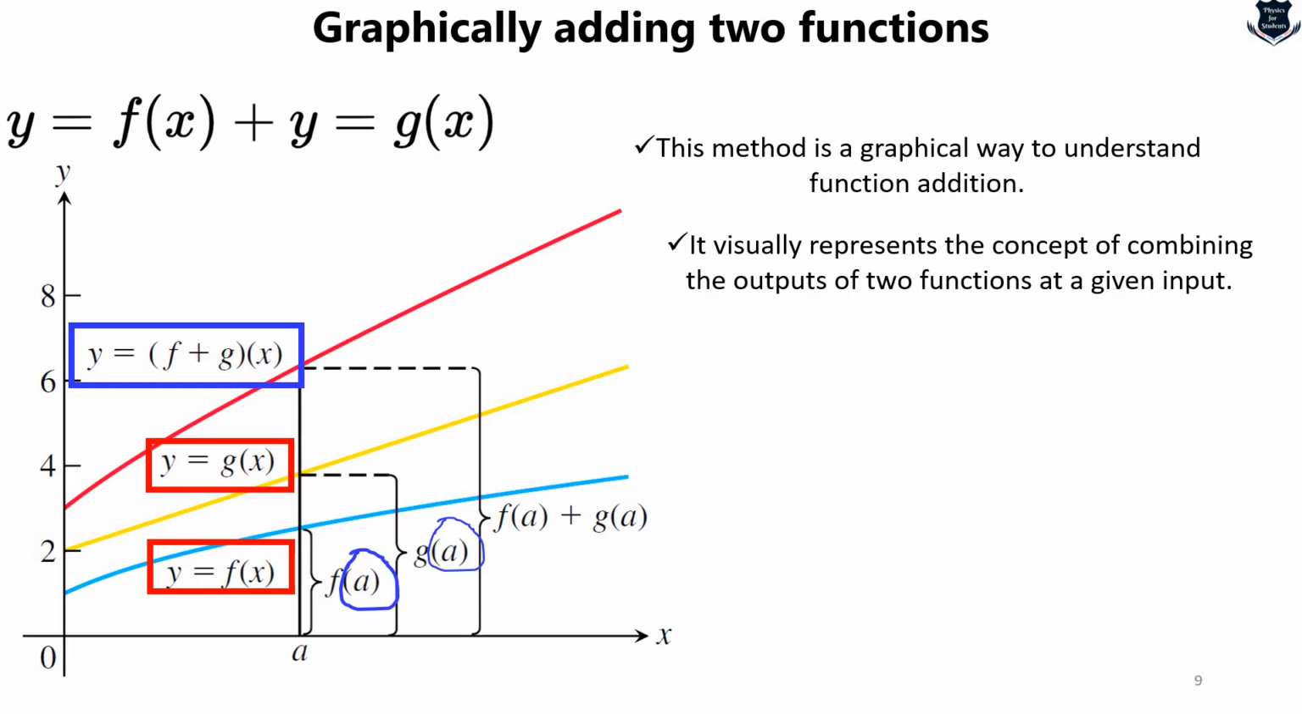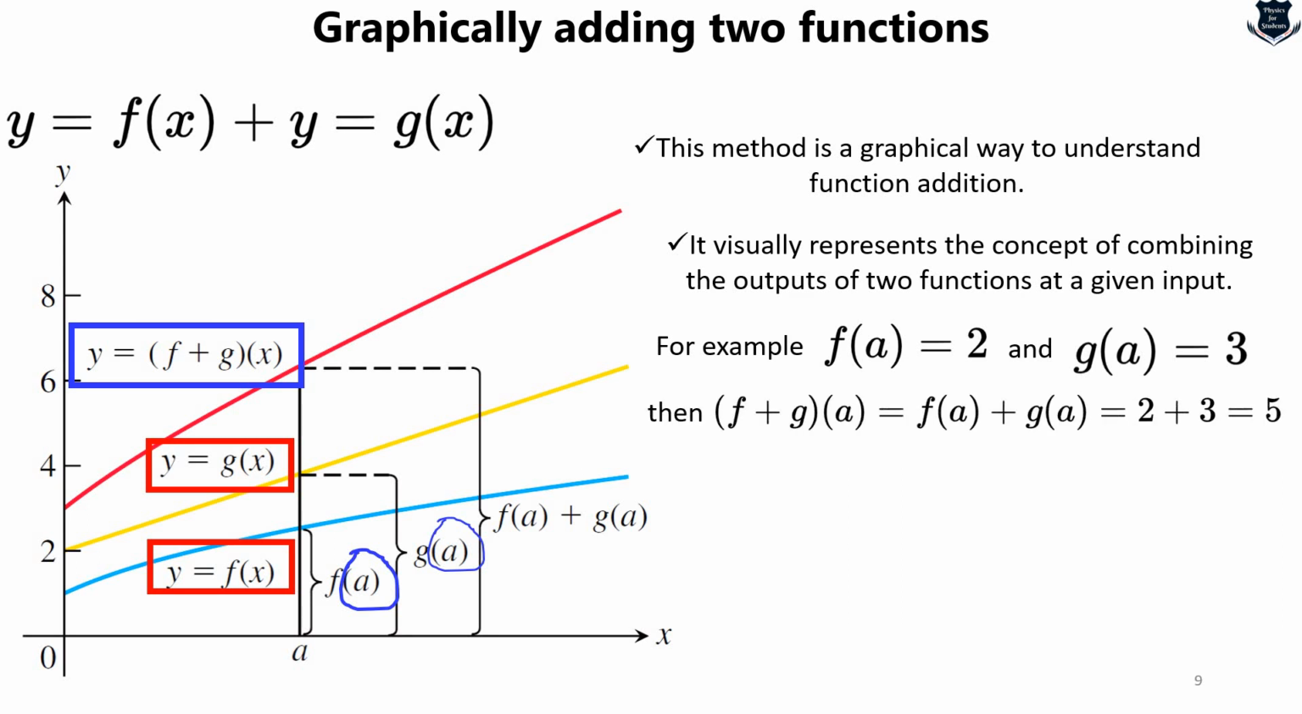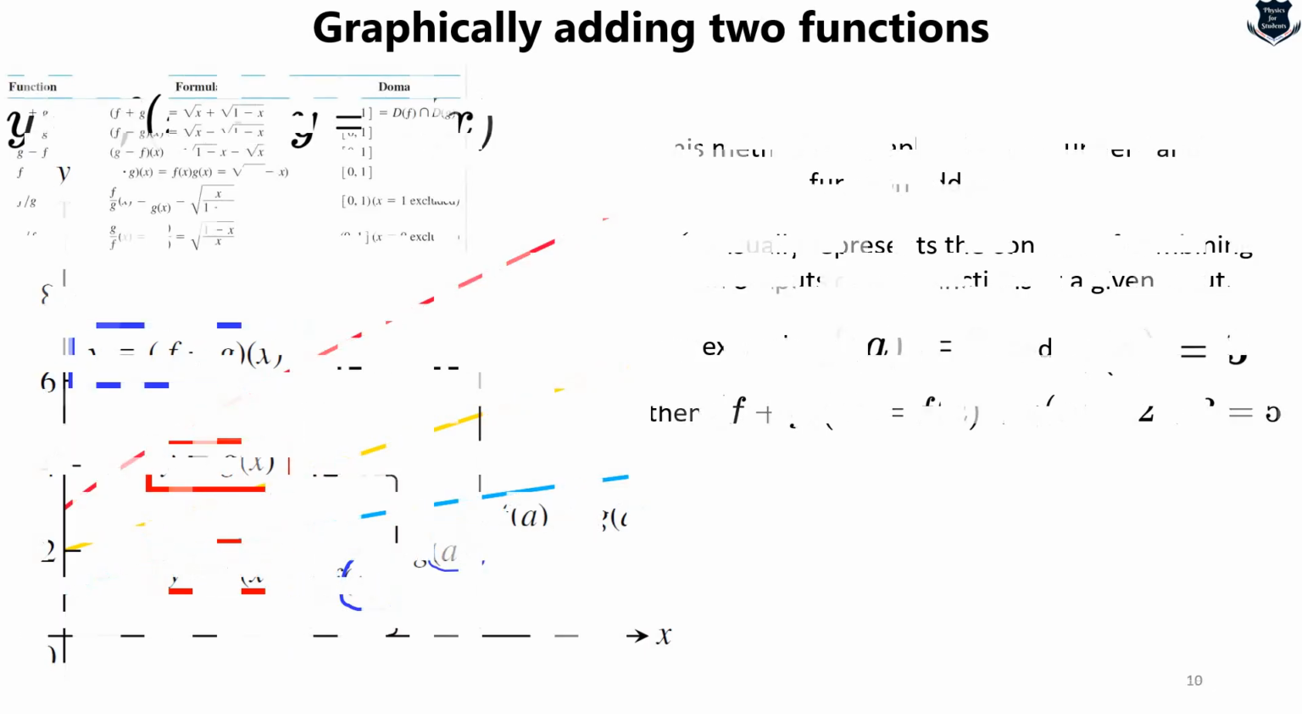For example, if I take f of x equals 2 and g of x equals 3, then (f plus g) of A equals 2 plus 3 equals 5. Simple. So we can add up to 5 steps above, and then we can show it in a graph. This is the same combination of functions, but shown in a graphical method. Let us see another example.